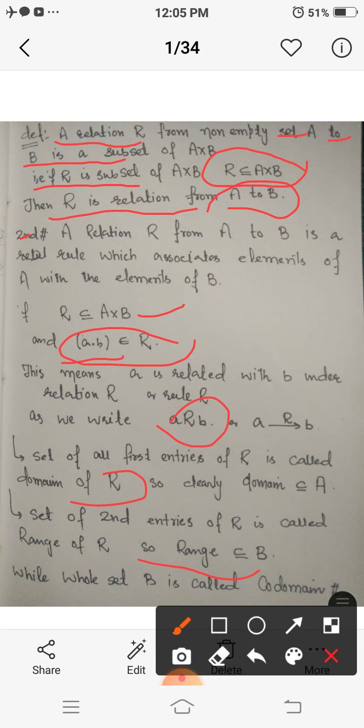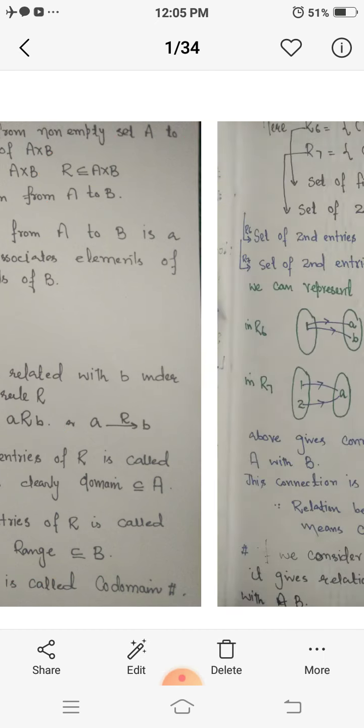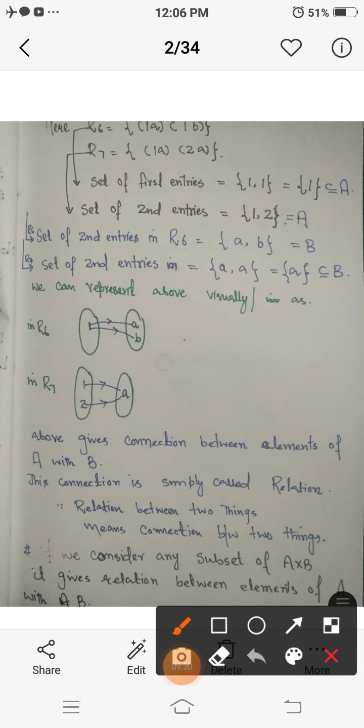The whole set B in a relation is called the codomain of the relation. Like if we consider the relation R6, the set of first entries is 1, so the domain of this very R6 is the singleton set {1}. Range is the set of second entries, that is B, while the codomain is set B. So we can simply say that the range is always a subset of the codomain. Sometimes range may be equal to codomain, sometimes range may be a proper subset of codomain.